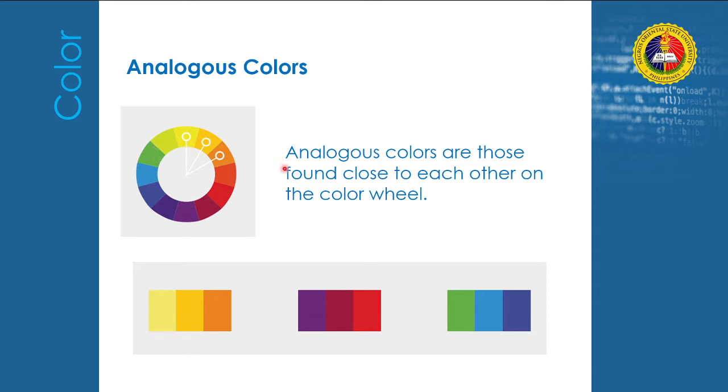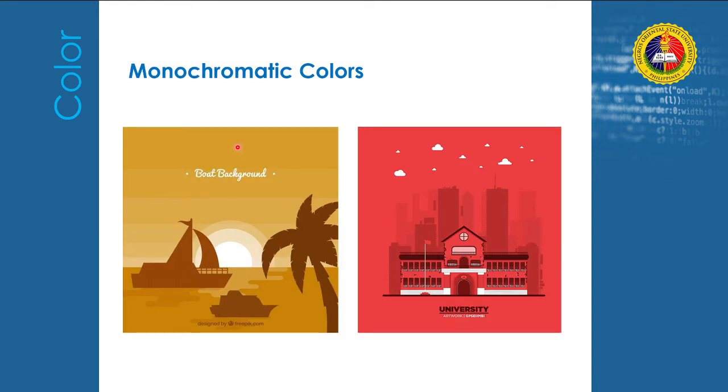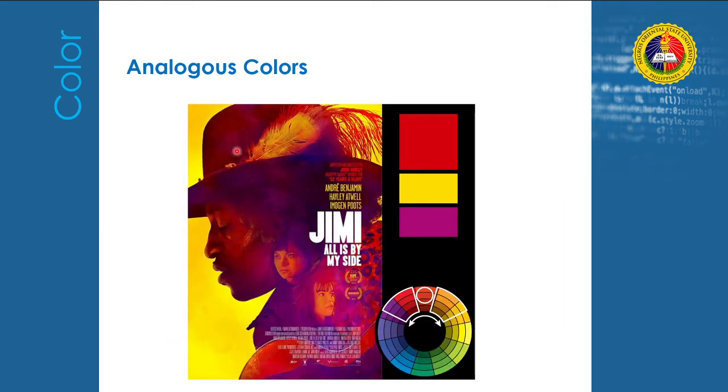Okay. For example, what are those colors for, let's say, red? So we have red, violet, or red, red, orange, and orange. Okay? Magtapad na dapat ang mga analogous colors. Okay? So this is an example of a graphic design that uses analogous colors.